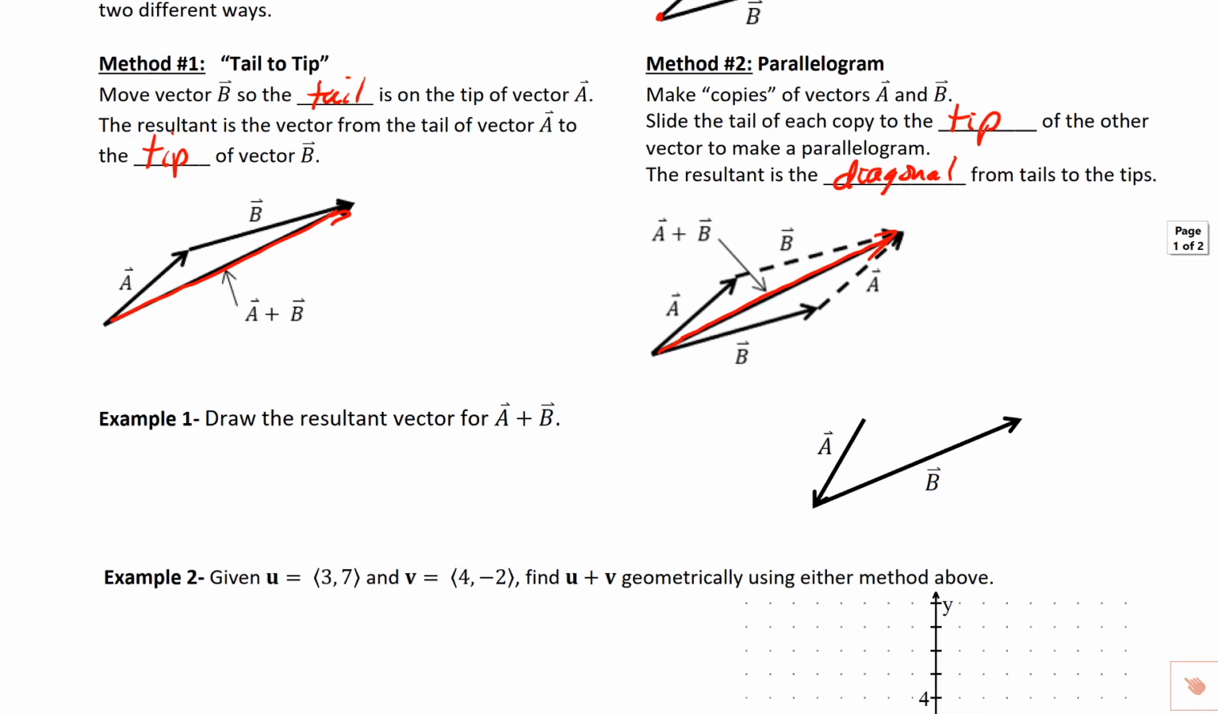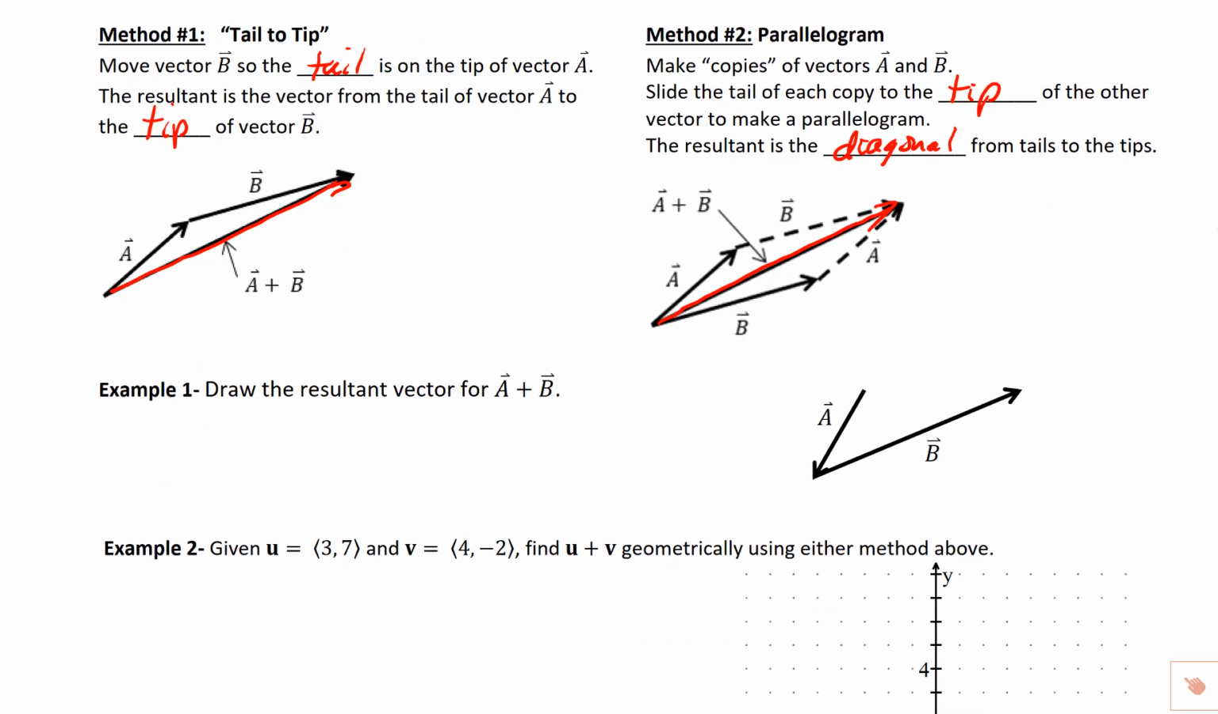So if we take a look at example number 1, and you've got some problems like this, it literally just says draw the resultant vector. So what do we get when we add A and B? So we take A, and to add B, you make sure that B starts at the tip of vector A, and the result would go from the tail of the first one to the tip of the second one. So this right here would be vector A plus vector B. Okay? It's literally that simple.